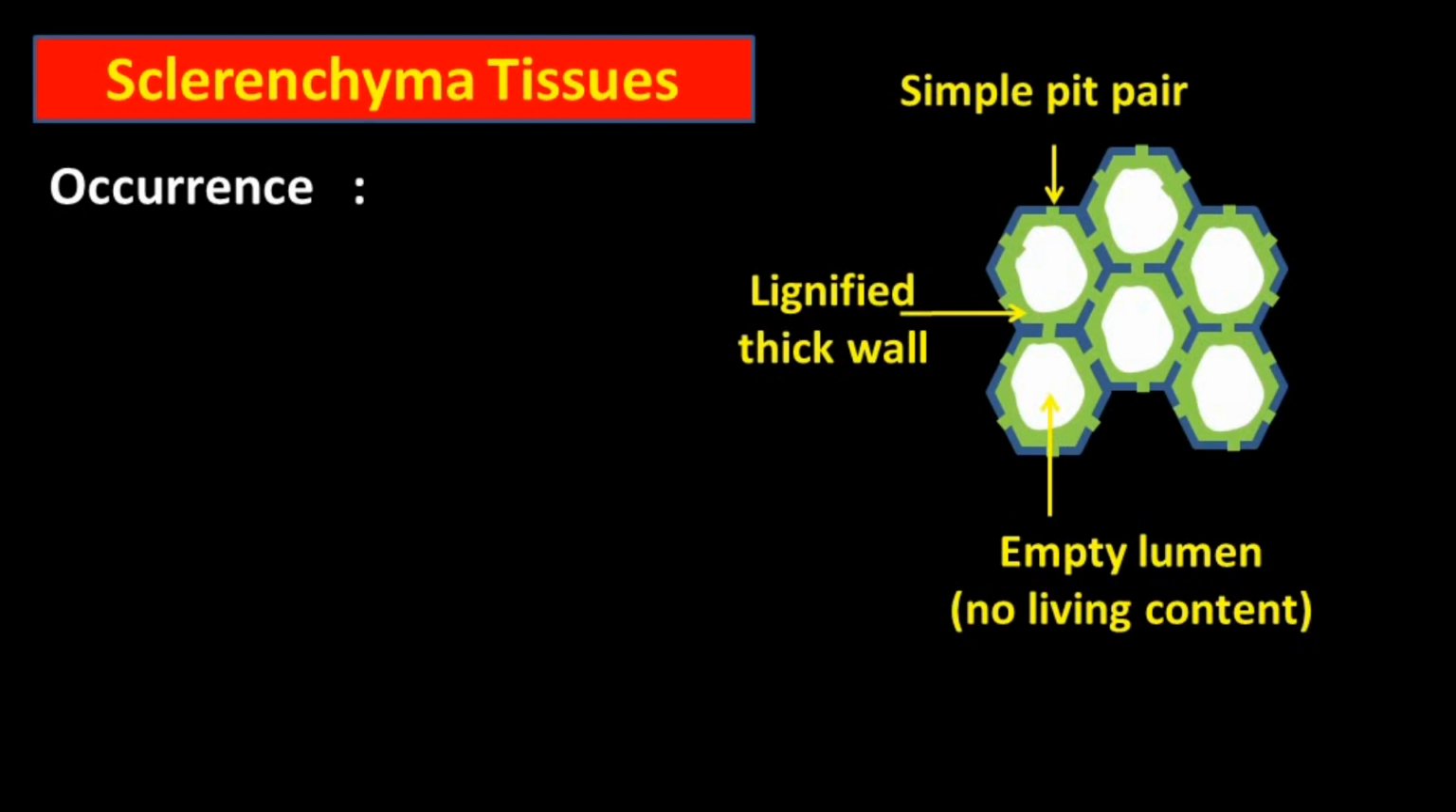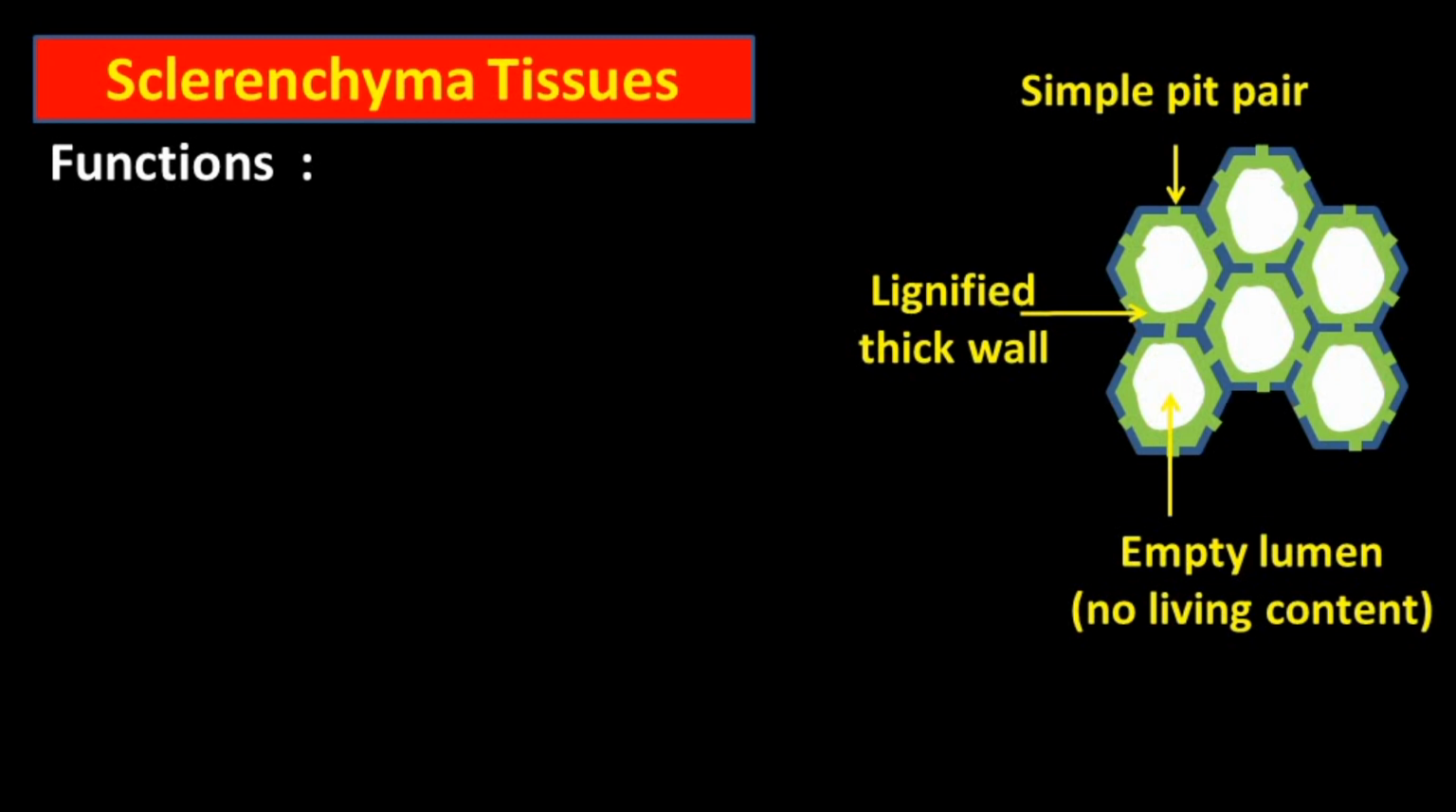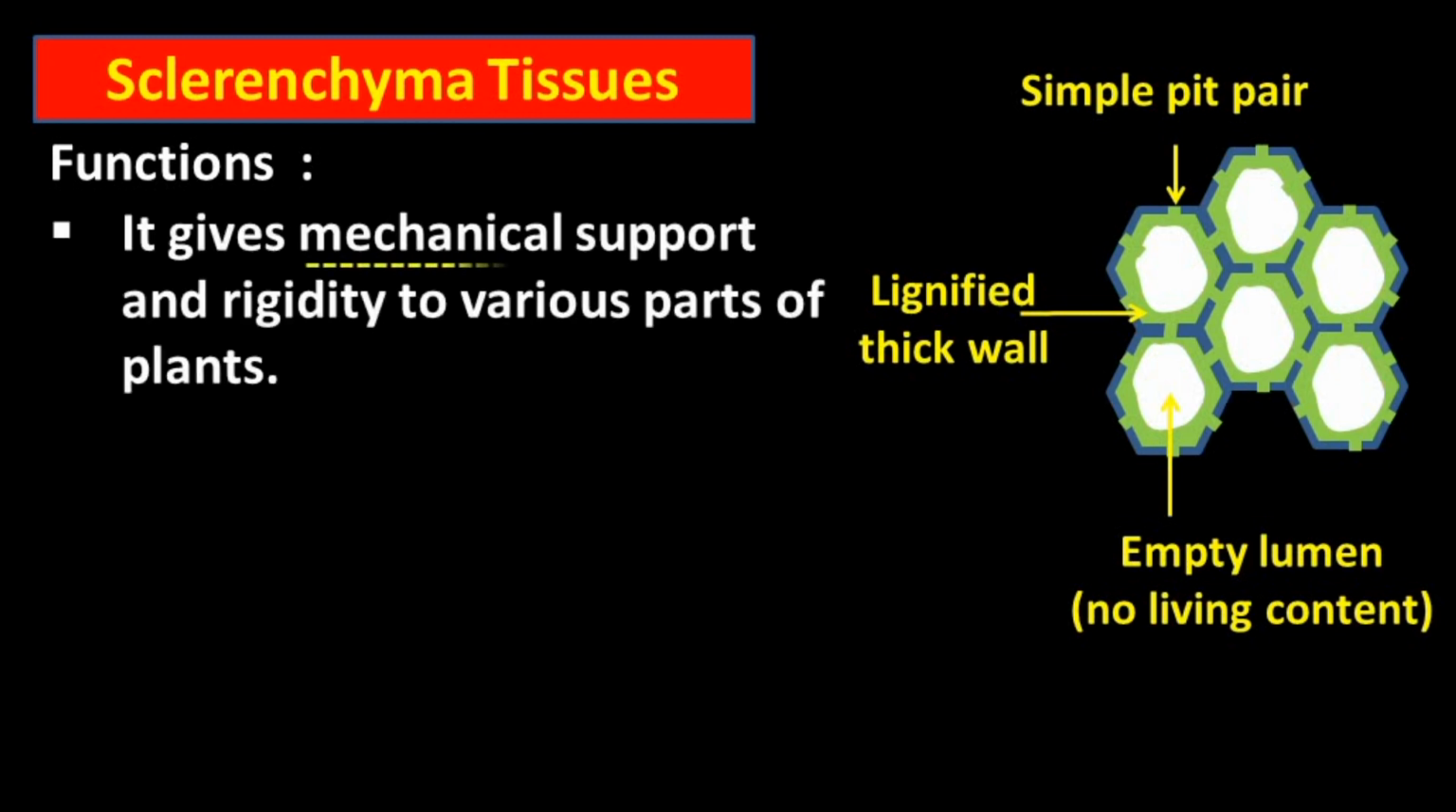कहाँ मिलते हैं sclerenchyma tissues? These tissues are found in stem, around the vascular bundle, in the veins of leaves, and in the hard covering of seeds and nuts. What is the function of sclerenchyma tissues? These are dead, so they give mechanical support and rigidity to various parts of the plants. इनका main function है gives mechanical support and rigidity to the various parts of plants.